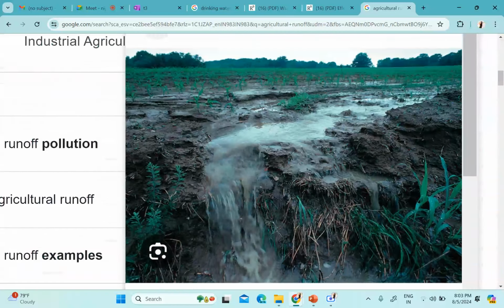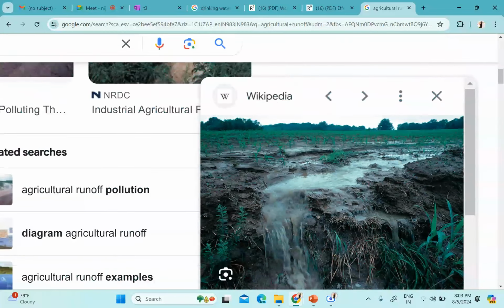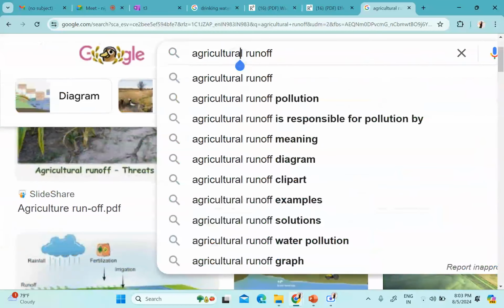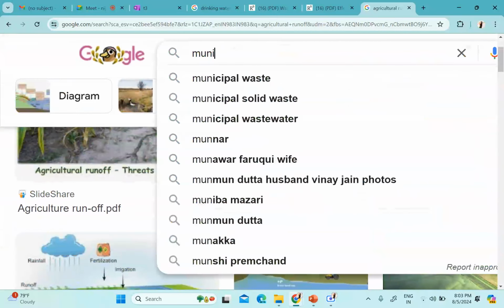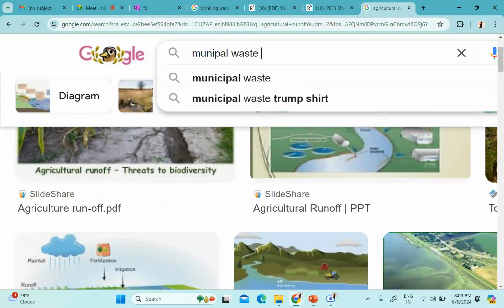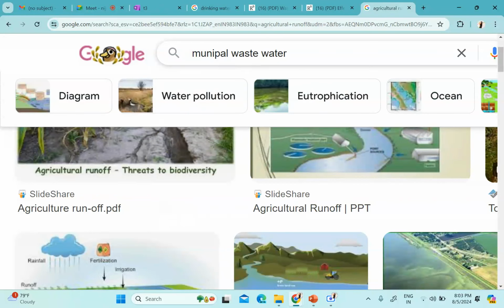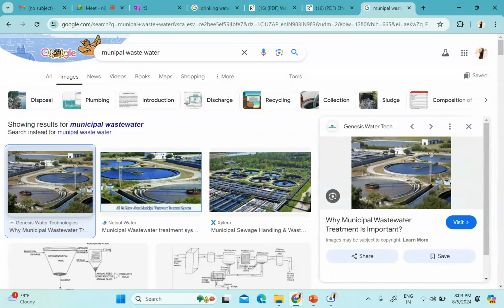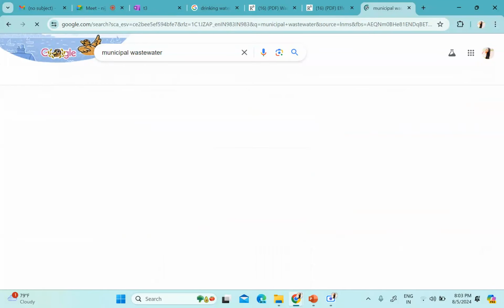See this? Yes, got it now. So municipal wastewater I will. Okay. For which one are you telling? Municipal wastewater, okay. So that means agriculture waste also is there. That's what you're telling.